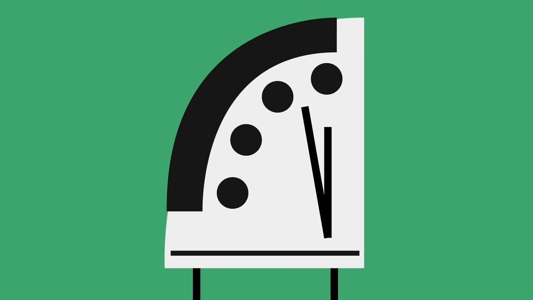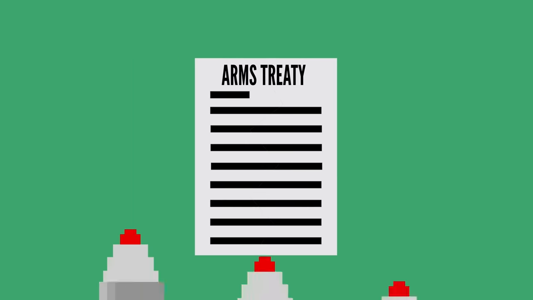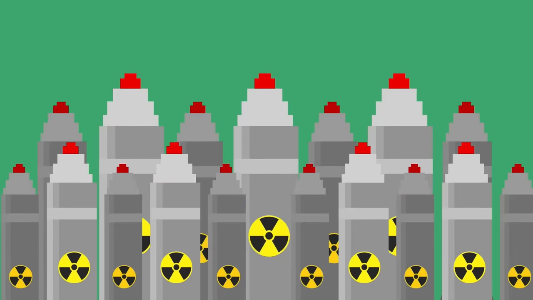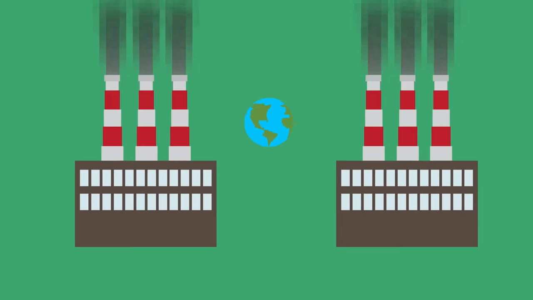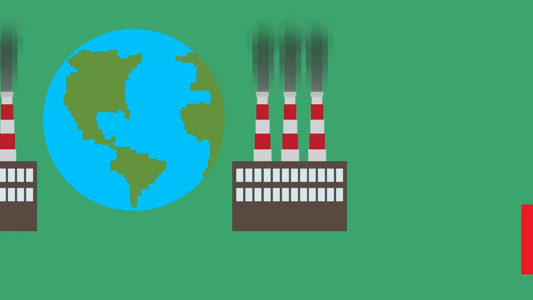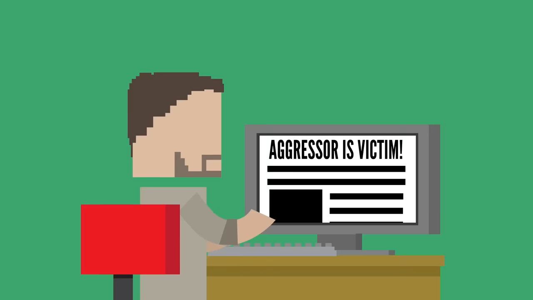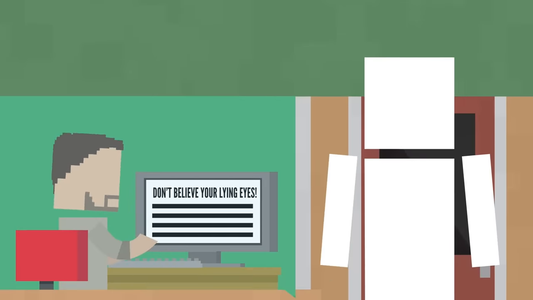The clock hand was most recently moved in 2020, from 2 minutes to midnight to 100 seconds to midnight. At this time, national leaders were ending or undermining major arms treaties and negotiations to control nuclear weapons. Governments were doing little to curb carbon dioxide emissions and climate change, and these dangers were made all the worse by cyber disinformation campaigns that were used for political propaganda. 2 years later, and not much has changed.